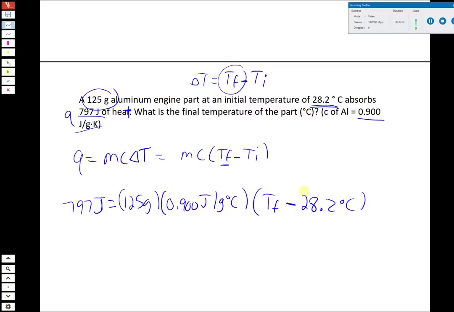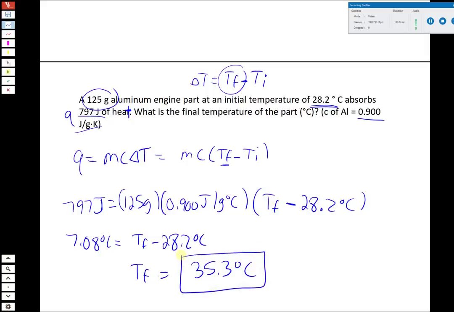So what we get is that 7.08 degrees Celsius is equal to final minus initial. So that means our final temperature is just 7.08 higher. And so what we get for our final temperature is 35.3 degrees Celsius. Okay? So we basically solve for delta T, which is this, and then that's equal to the final minus initial, so we just rearrange and get final temperature.